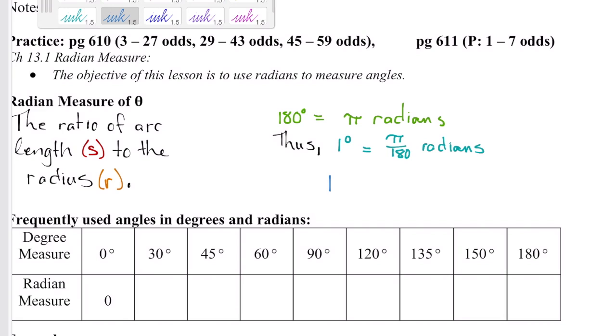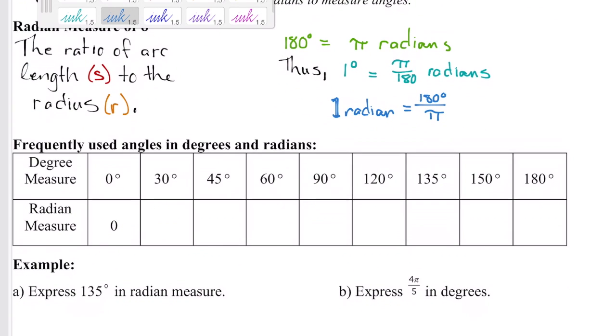And then 1 radian is equal to the flipped version, so 180 degrees over pi. So when you're trying to go from radians to degrees, you'll multiply by 180 over pi. And then typically radians have pi in them, not every time, but sometimes, and so you can cancel out the pi's that way. So that's my reminder of how and why I use the 180 over pi.